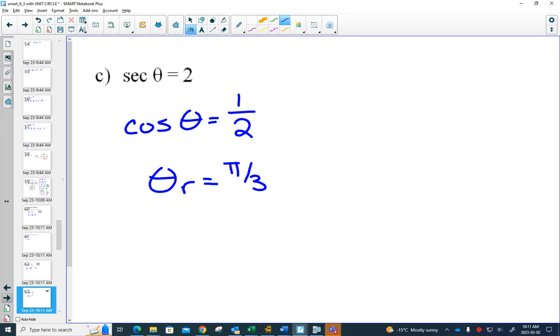How's your memory going? So in each of these, you should try to see if you can figure out the reference angle before I write it down. Pi over 3. Then according to your CAST rule, we are looking for where cos is positive, so it's not here and not here. These are the two places it has to be positive.